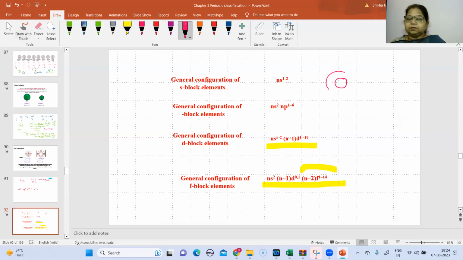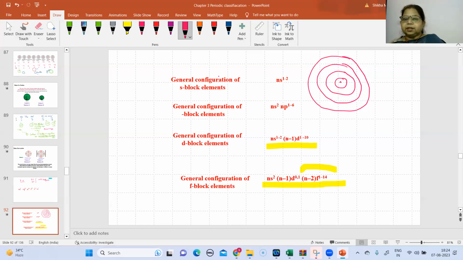If this is the first, second, third, and fourth orbit, and let's say this is a nucleus, so the electron will be entering here, n-2. This one is n, this one is n-1, and this one is n-2. Now n, as I told you, is the valence shell that we know very well. n-1, I told you, is the penultimate shell. And n-2 is known as the anti-penultimate shell.